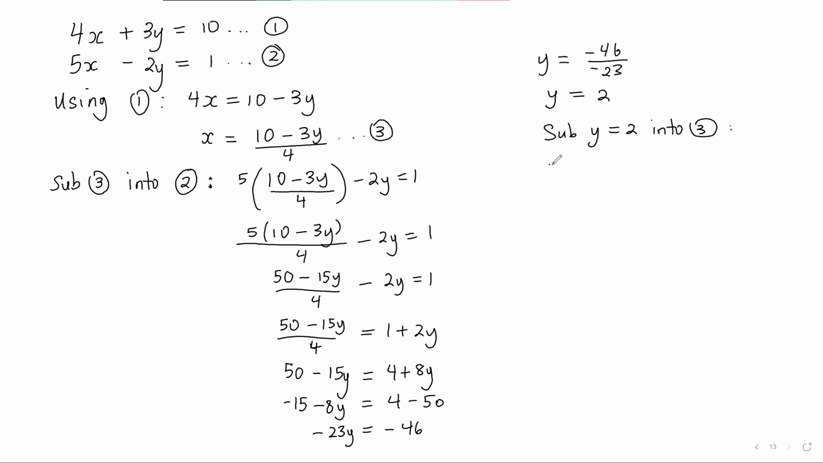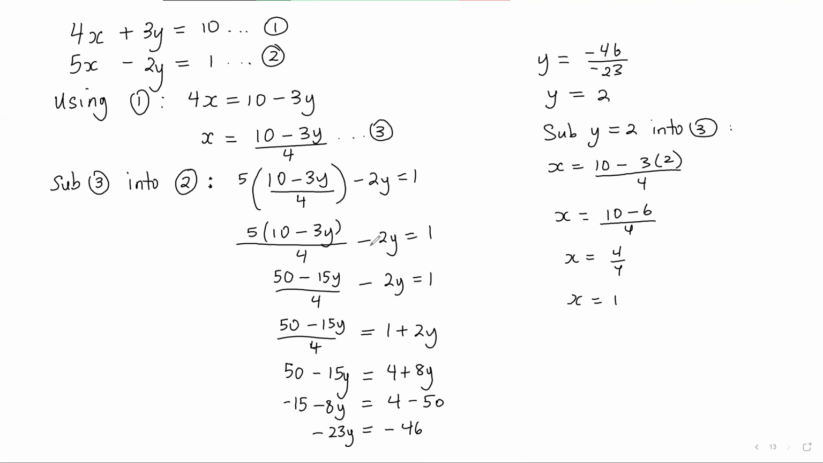So this would be x is equal to 10 take away 3 times 2, all divided by 4. That would be 10 take away 6, all divided by 4, which is 4 over 4, which is 1. So this got quite complicated because you have a fractional part in the substitution.